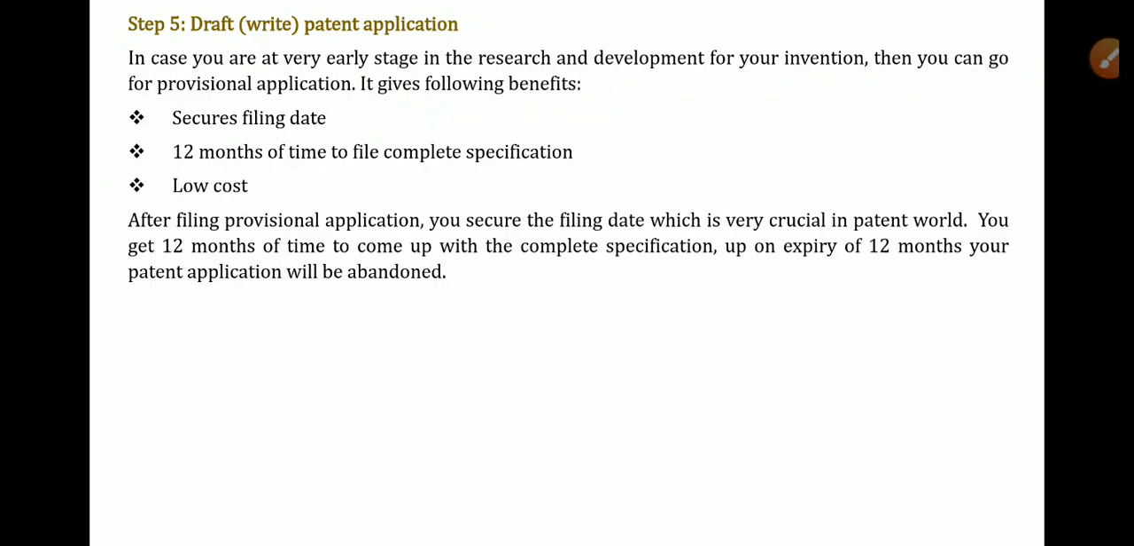So if not, you have to continue with the 12 months. You have to complete the 12 months. After that 12 months, you can file a patent. See, if you get 12 months of time to come up with the complete specification, upon expiry of 12 months your patent application will be abandoned. Within 12 months, if you are not able to complete the specifications of your invention, that time period will lapse and the patent application will be abandoned.